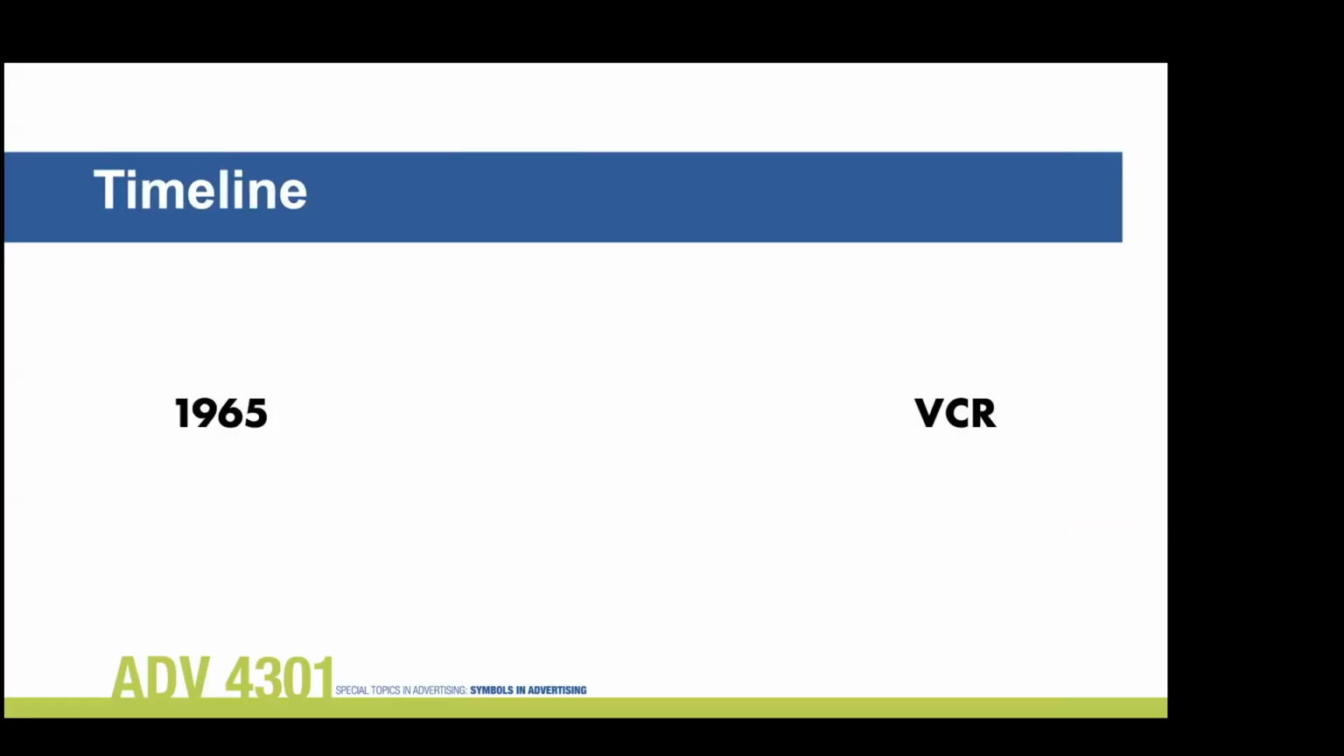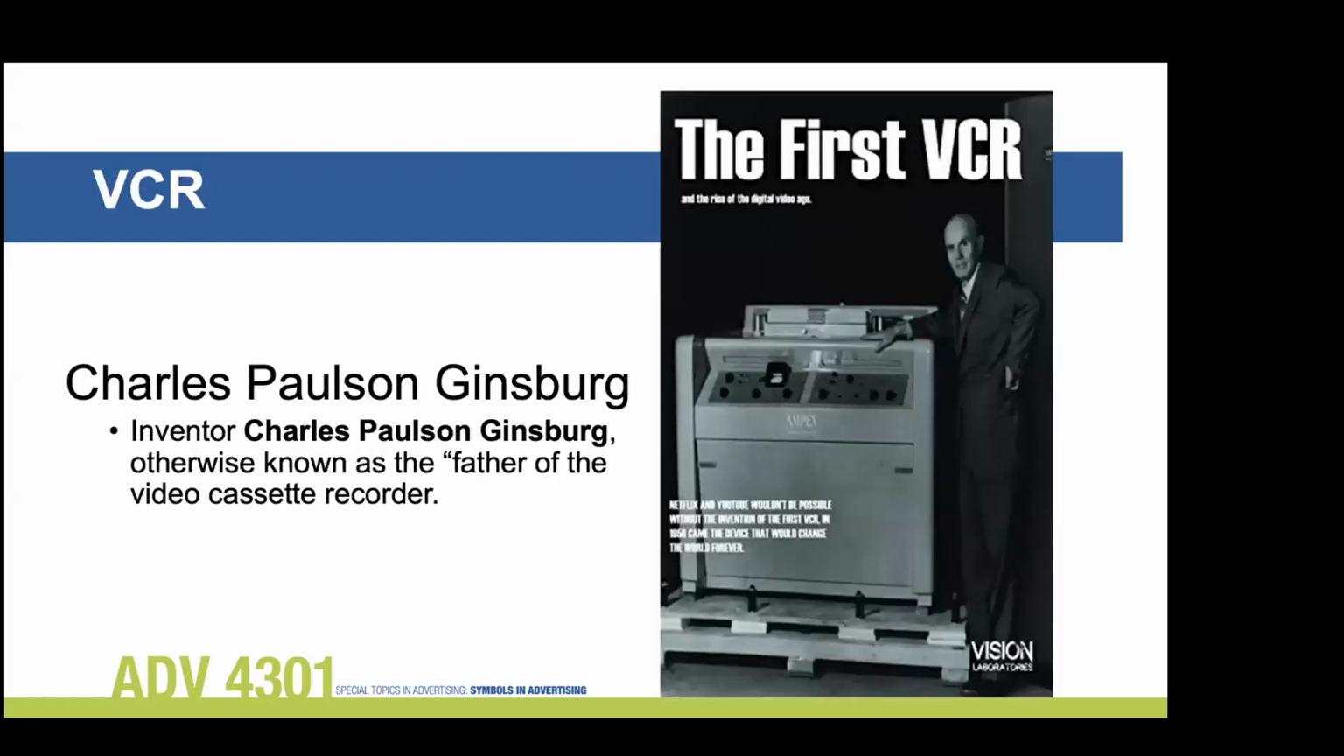We had World War II, and we had the Korean conflict, and then we were even into Vietnam by this time. But 1965, the VCR was created. His name was Charles Paulson Ginsburg. Don't know if he's related to the Supreme Court judge or not. I looked and I could not find any connections, but with a name like that, they had to be related. Anyway, he's the one who is known as the father of the video cassette recorder.